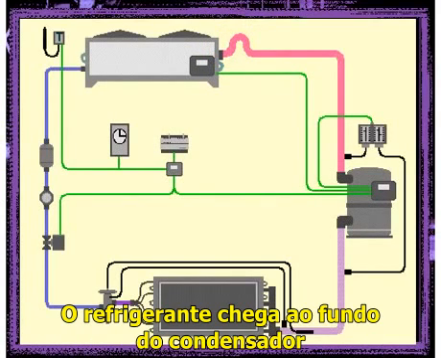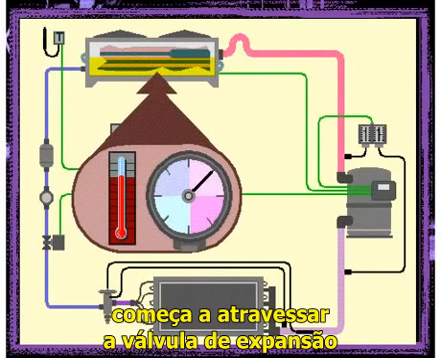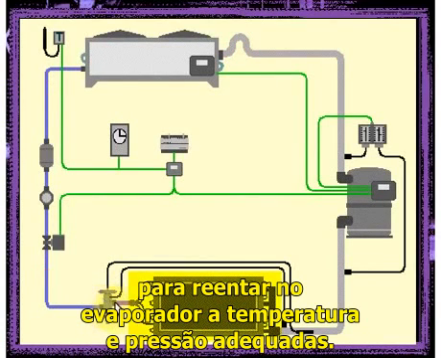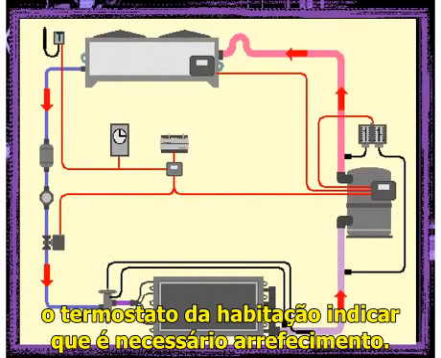The refrigerant reaches the bottom of the condenser as a liquid at high pressure and high temperature. As soon as this happens, it again passes through the expansion valve to re-enter the evaporator at the required temperature and pressure. The refrigeration cycle continues to operate as long as the room thermostat indicates that there is a need for cooling.